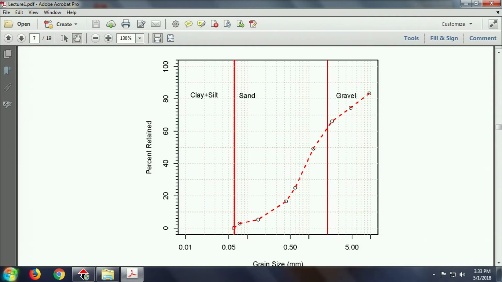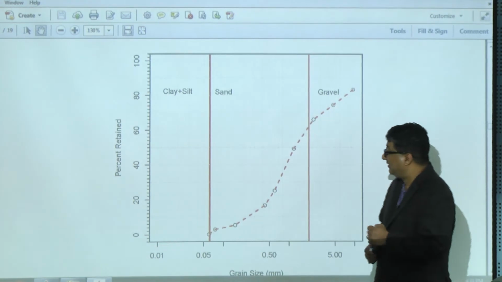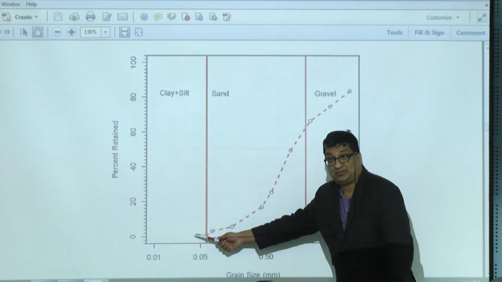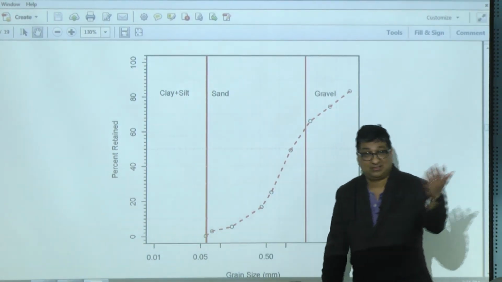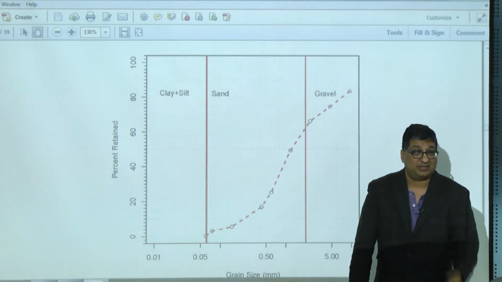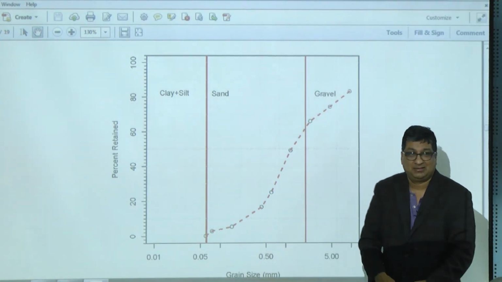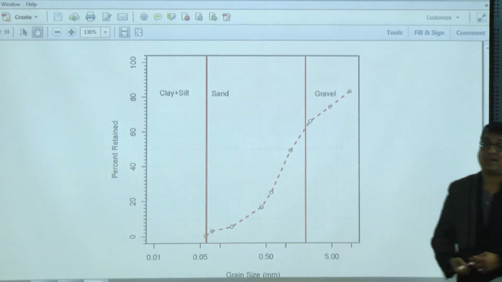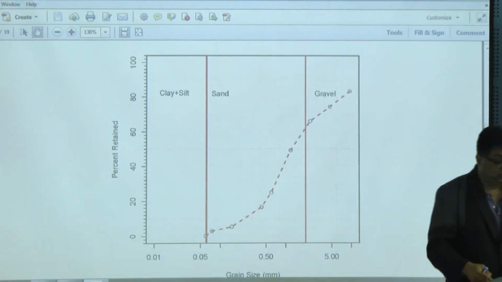If you are looking for water in groundwater, you obviously don't want a lot of silt, right? You don't want a lot of clays and silt, because they're not going to transmit water. They may store water, but they'll not transmit it. What about gravels? Do you want a lot of gravels?